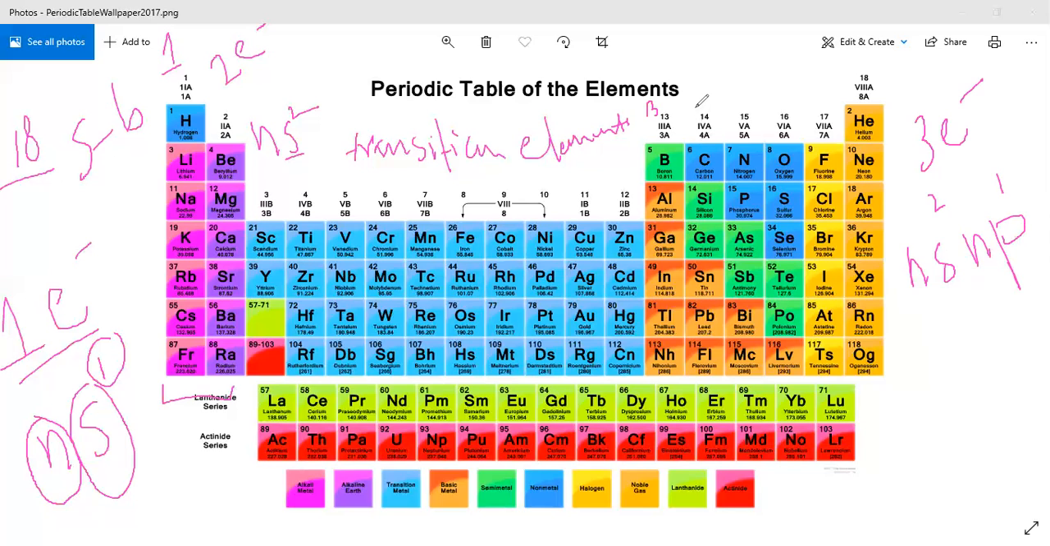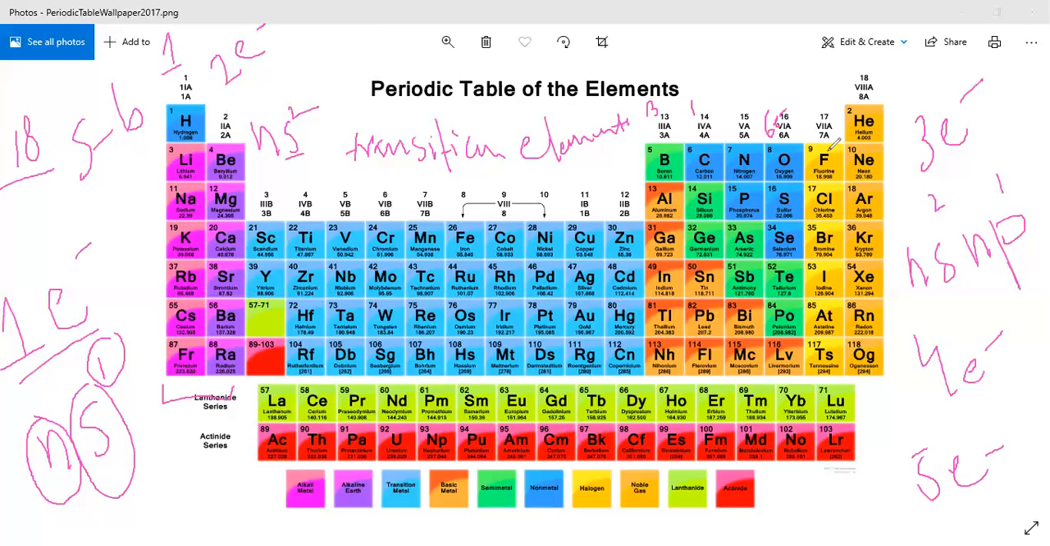The elements of group 14 are carbon, silicon, germanium, tin, lead. These elements have 4 electrons in their outermost shell. Next, the 15th group has the elements nitrogen, phosphorus, arsenic, antimony, bismuth. These elements have 5 electrons in their outermost shell. Next we have group 16: oxygen, sulfur, selenium. The elements of this group have 6 electrons in their outermost shell.